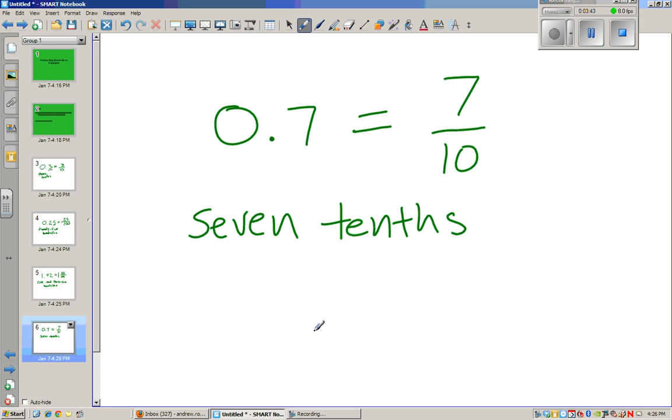So the thing to remember when you're converting from a decimal to a fraction is just that you take whatever place value the last number is, you make that your denominator, and you put the number on top. So the 7 goes right here. The other way I always think about it is just say it out loud and write it as a fraction instead.